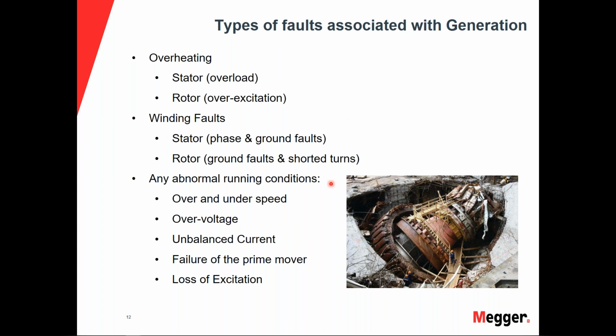And of course, there are abnormal running conditions, which could be over and under speed, over voltage, unbalance, or failure of the prime mover, which means that we could have lost steam, could have lost a gas line, or lost any type of mechanical energy that will be used to actually move the prime mover. And then also we could have lost the excitation system. So we could have actually lost the DC source, the DC side of the rotor, to actually produce the power.